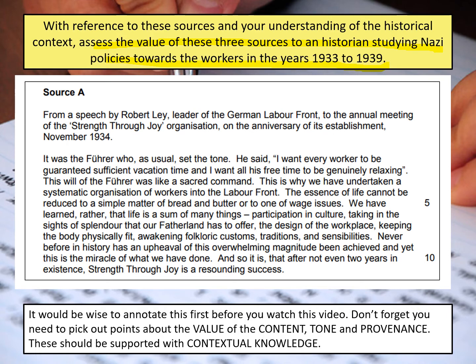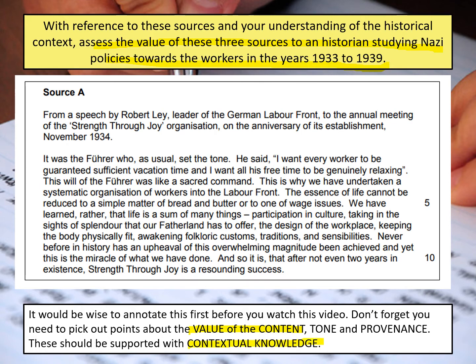So read through it and think about, what kind of general points is this making? What kind of knowledge would you need to support it? And don't forget, when you're annotating it with your initial thoughts, you want to make sure everything links to value. You want to think about, why is the content valuable? And think about how you can support that with own knowledge.